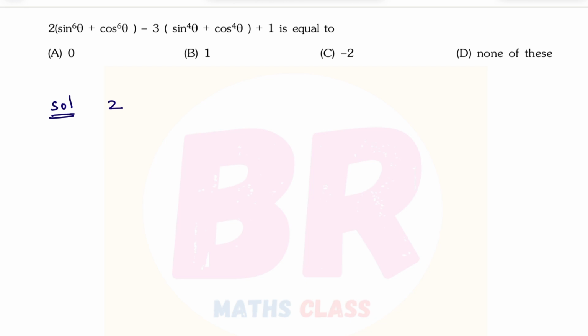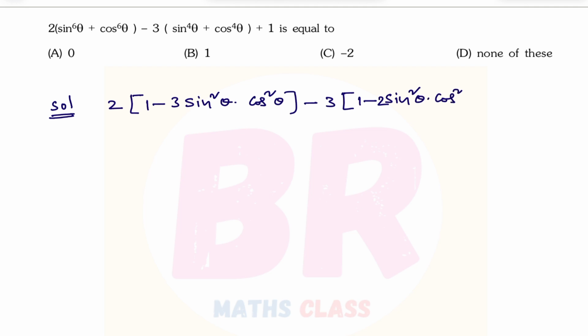See, sin power 6 theta plus cos power 6 theta is there. Directly you can write it as 1 minus 3 sin square theta into cos square theta. Okay, minus 3 into, look here, sin power 4 theta plus cos power 4 theta is there. That can be written as 1 minus 2 sin square theta into cos square theta. Okay, plus 1. Okay, now you simplify this further.